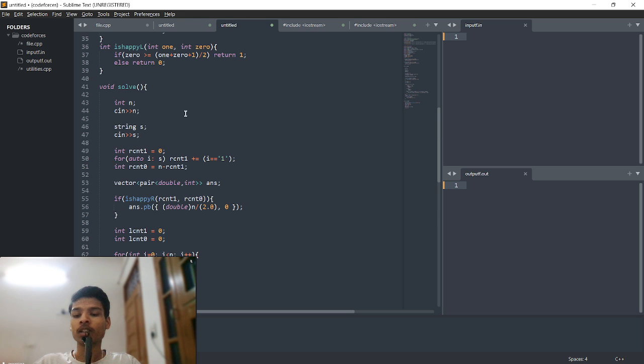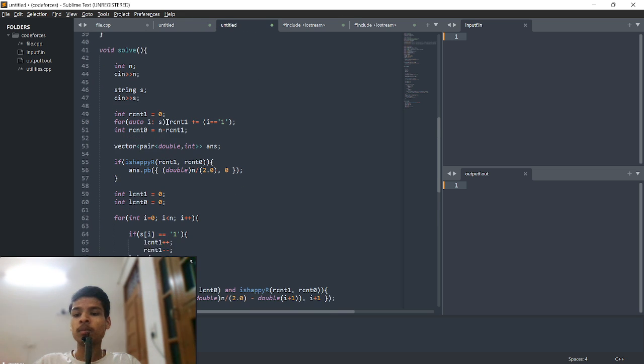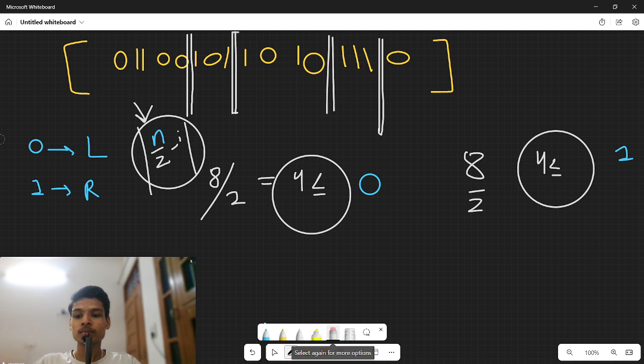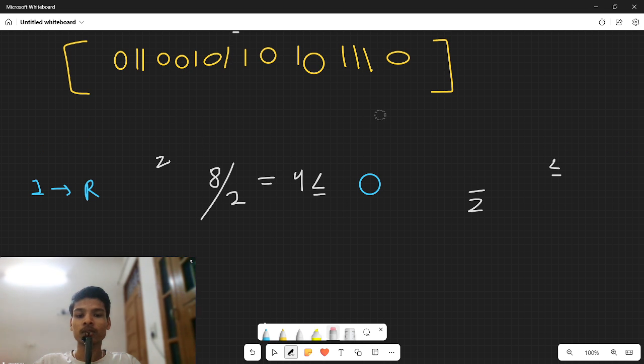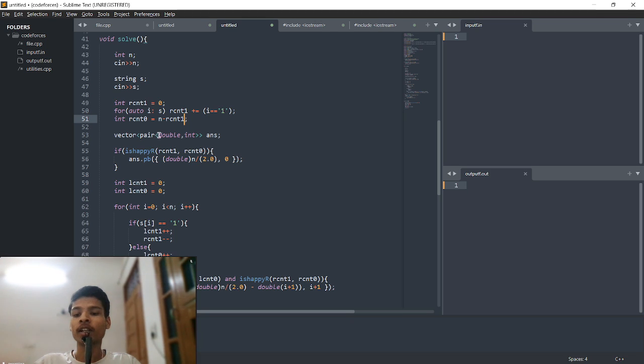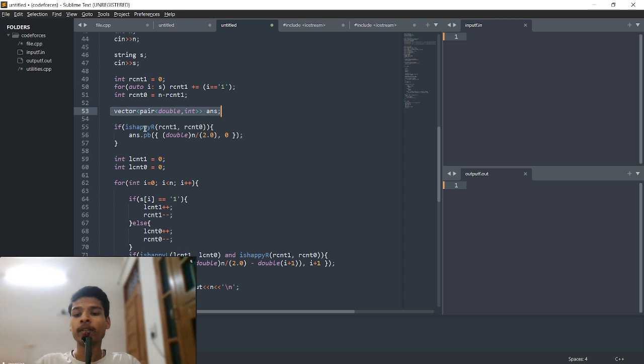The code is also easy. What I'm doing is simply making two variables, left count 1 and left count 0, which represent the total number of ones and zeros in the right part of the array. Okay, great, right count 0 and right count 1. Similarly, I'm creating an answer array. I will tell you the meaning of this later.